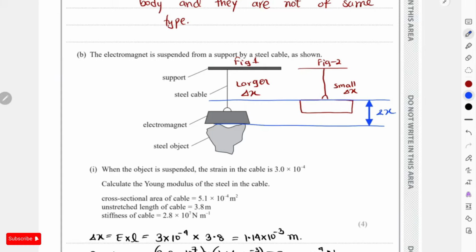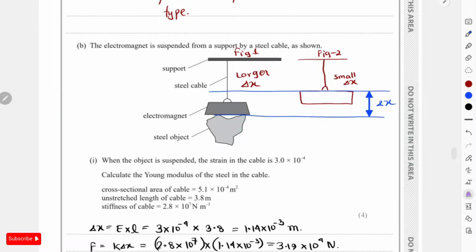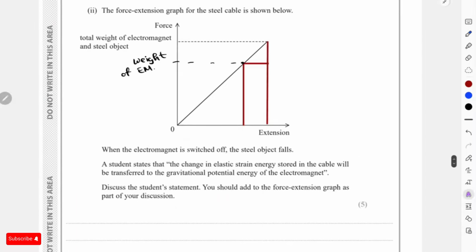Now the student was indicating that during this time, all the elastic potential energy will be converted to gravitational potential energy in order to make this electromagnet move in the upper direction. So that's why in this section of the graph, when this was the position where both electromagnet and object were connected to the steel cable, as soon as the electricity supply cuts off, this one falls off to this part because now the object is no longer connected.